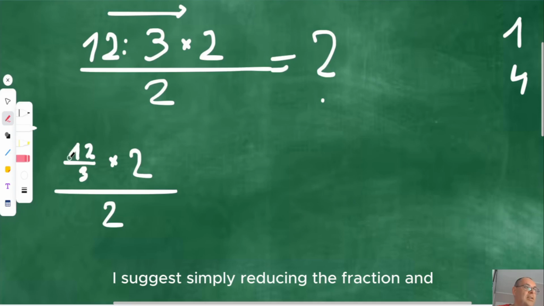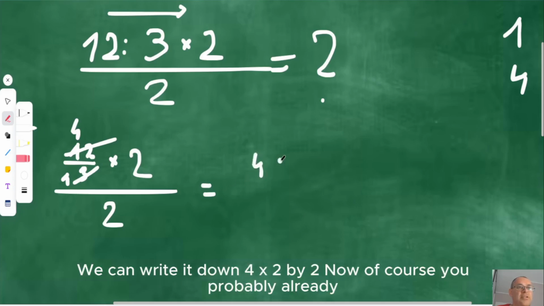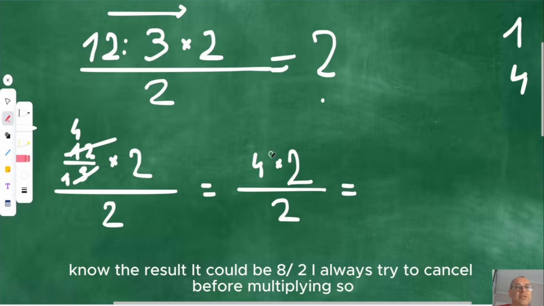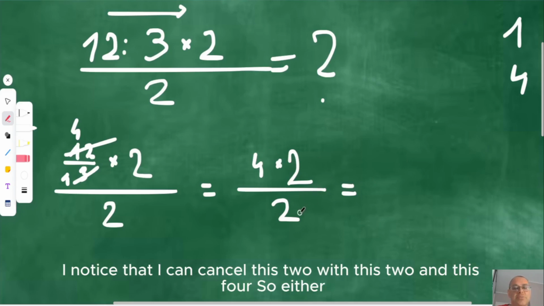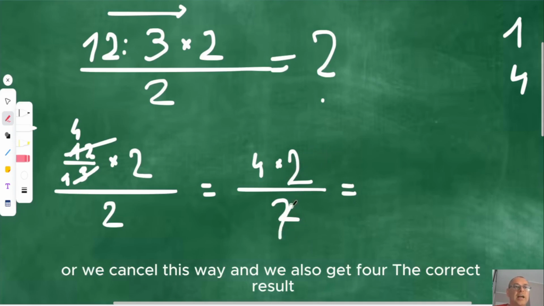I suggest simply reducing the fraction and then reducing it by 3, and here we have a fraction 4 over 1, or 4. We can write it down 4 times 2, divided by 2, probably already know the result, it could be 8 halves. I always try to cancel before multiplying, so I notice that I can cancel this 2 with this 2 and this 4, so either. We cancel this way and we get 4. Or we cancel this way and we also get 4, the correct result.